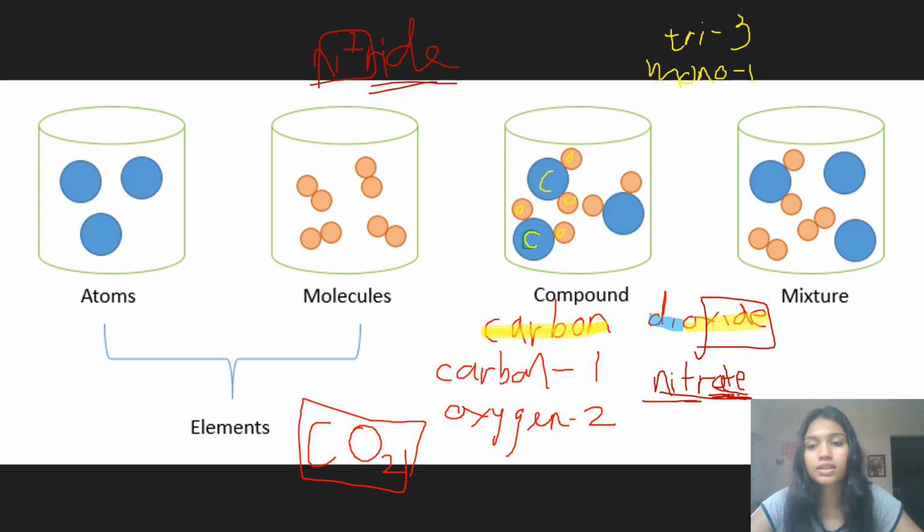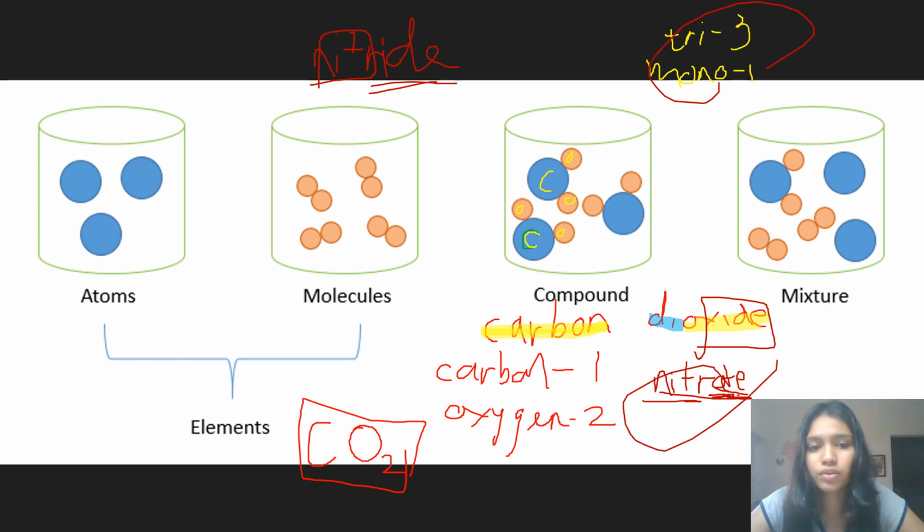So ate means there is oxygen, ide means there is no oxygen, mono means one atom, di means two atoms, tri means three atoms, and if you have poly, it usually means more than three, but usually poly is for five plus. But you don't really have that in your syllabus. We're just going to focus on these and then you're good to go.